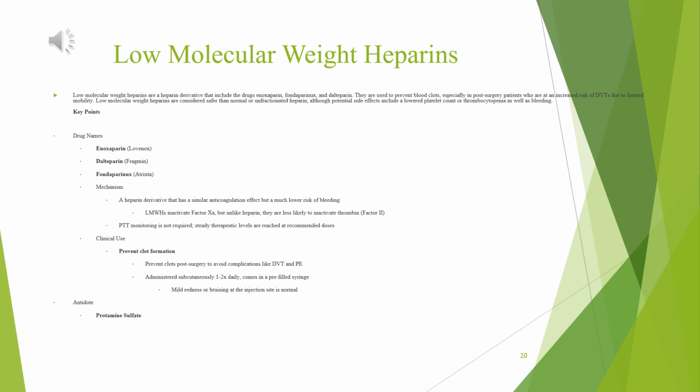So these inactivate factor 10A, but unlike heparin, they're less likely to inactivate thrombin, or factor 2. Again, with this one, we need to monitor the PTT, and steady therapeutic levels are reached at recommended doses. So we need to educate our patients that they need to go in and get those lab tests as often as prescribed. And the antidote for low molecular weight heparins is protamine sulfate.